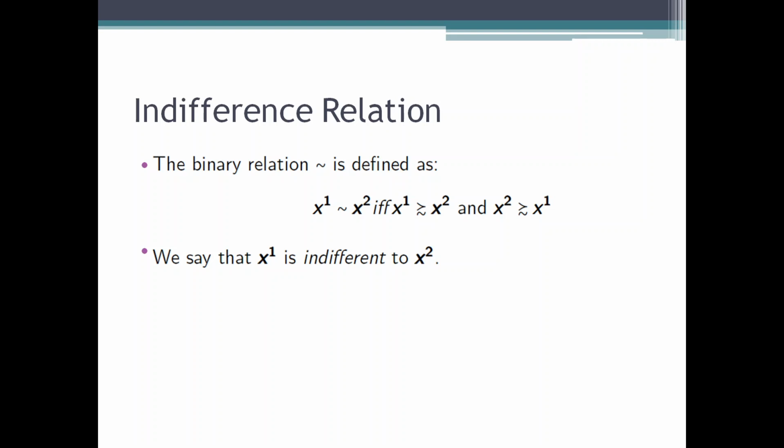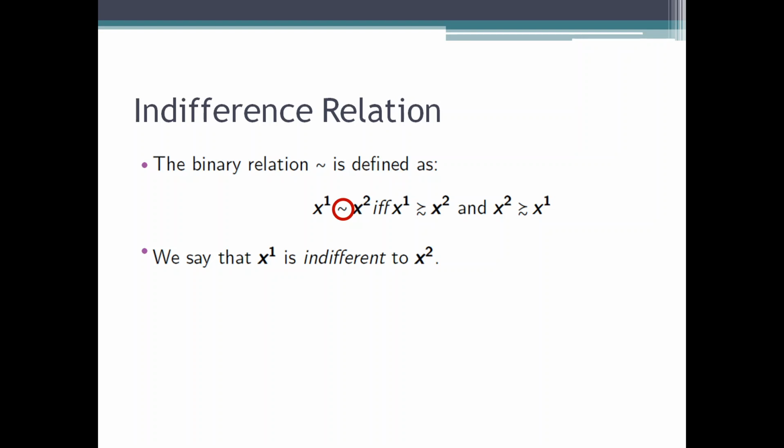Another relation is the indifference relation. I am just indifferent between x1 and x2. They are both the same for me. It doesn't matter. I will have the same level of satisfaction, the same utility level. So this tilde is called indifferent. Once I write x1 tilde x2, this means that x1 is indifferent to x2.